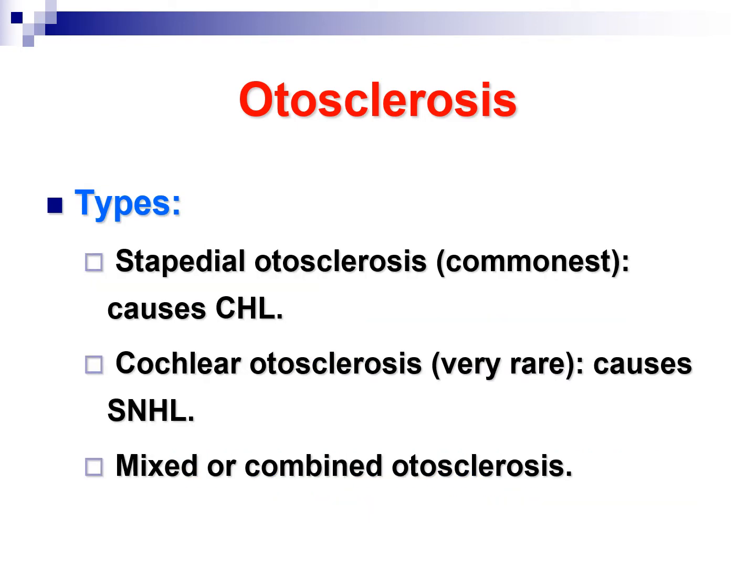Clinically, there are 3 different types of otosclerosis. The first type is stapedial otosclerosis, which is the commonest type and causes conductive hearing loss. The second type is cochlear otosclerosis, which is the rarest type and causes sensorineural hearing loss. The last type is mixed or combined otosclerosis, which causes mixed hearing loss.